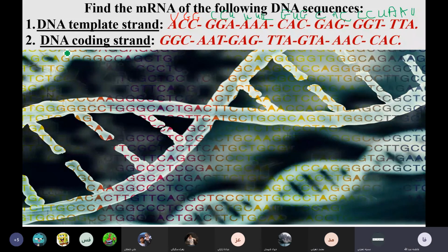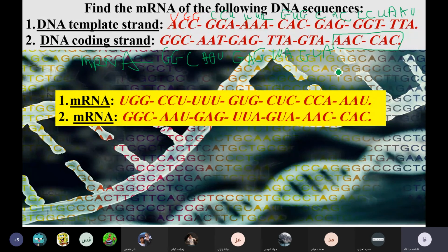Now the coding strand. The coding strand is identical to the messenger RNA except that T is replaced by U. Who can give me the identical sequence? G C, continue. U A. The coding strand stays the same except T becomes U. So A stays A, T becomes U. Bravo. G A G, G U A, good, A C A, the same as the others. AAC CAC. So the sequence looks like this.